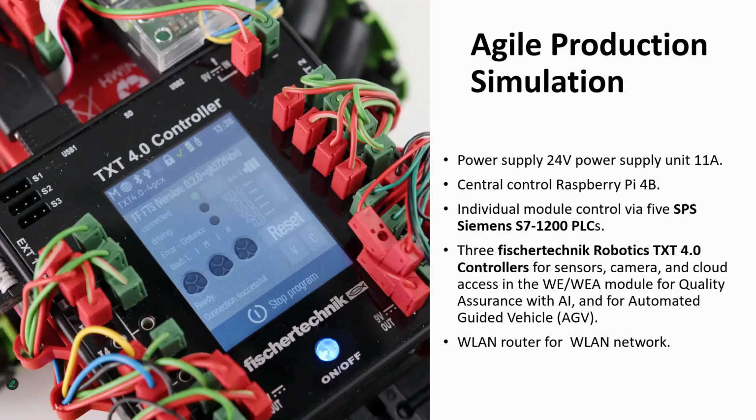Additionally, the model includes 3 Fischertechnik TXT 4.0 controllers, which are used to control the sensors and the camera, as well as to facilitate cloud access and the module for quality assurance with AI, and also for the automated guided vehicles we touched on. There is a WLAN router for the WLAN network.